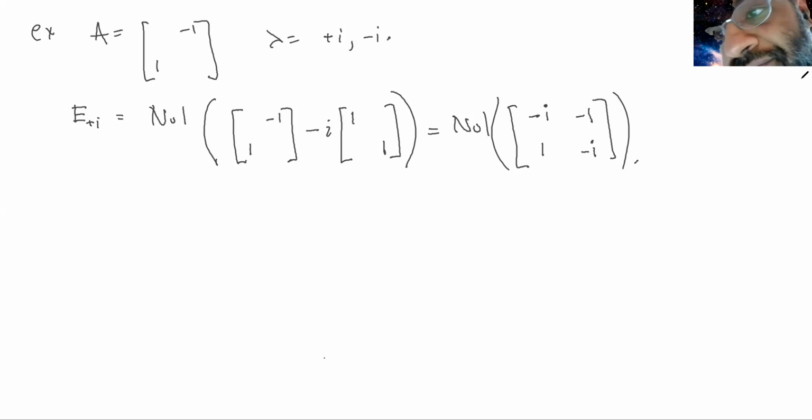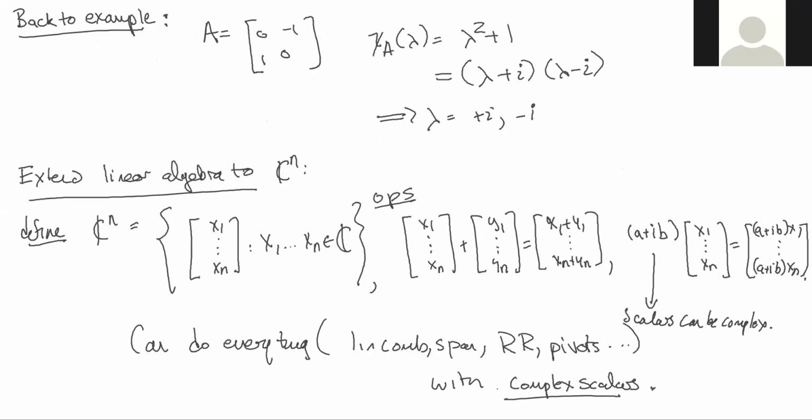Yes, do you have a question? Yeah, can you go back to the previous page? Sure. What is the thing that says "can do every" what? Oh, it says linear combination, span, row reduction. No, I mean, before that, "can do every something." Everything. Oh, everything. Okay, thank you.